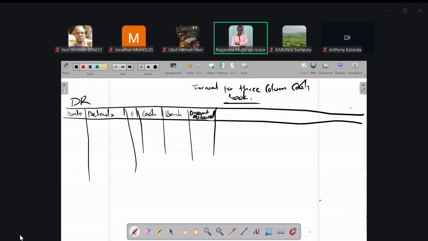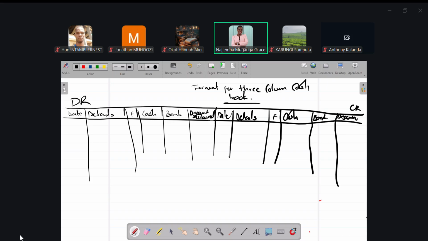Then on the credit, we have the same if it's a payment. Then finally, discount received. And there are some people that will confuse that too, discount received and discount allowed. So this is your format.